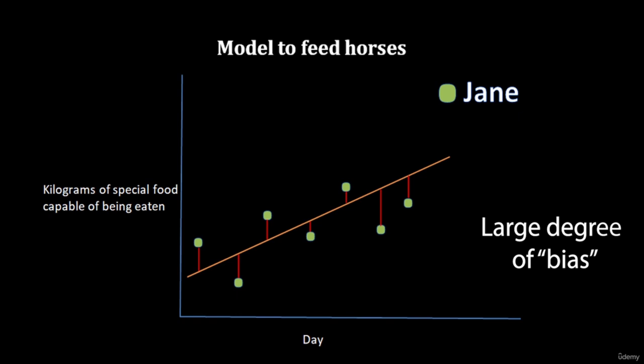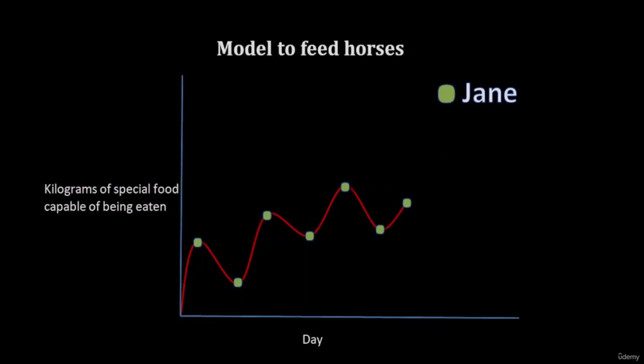Now, since the straight line achieved from linear regression does not fit the data nearly as closely as it should, Farmer Jack decides to use another model that curves and flows exactly in the same way that Jane's eating habits curve and flow. This model fits the training data perfectly. At this point, he has what he considers to be a very satisfactory model that should be able to feed both Jane and Lisbon in a way that ensures their optimum growth while reducing the amount of food wastage.